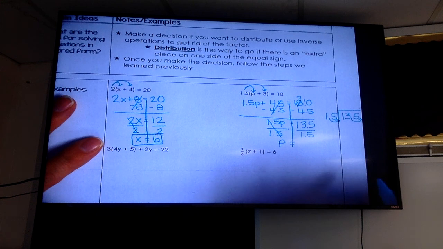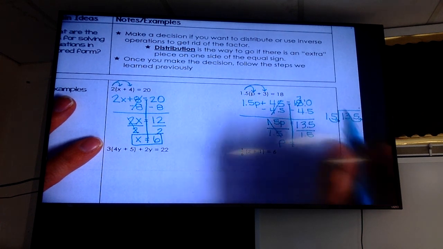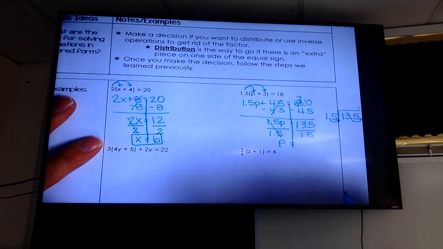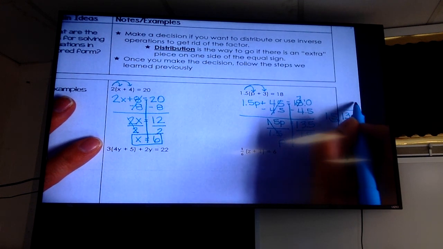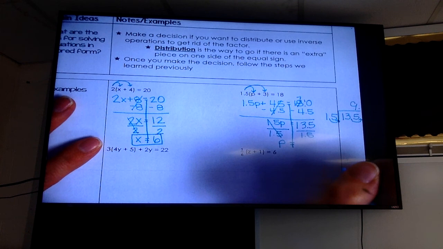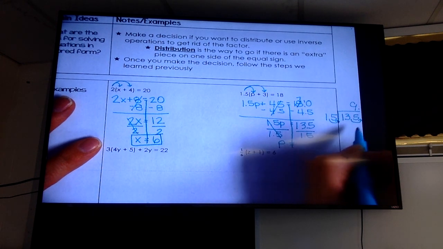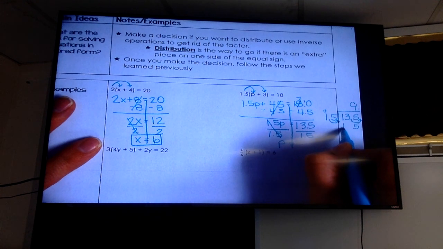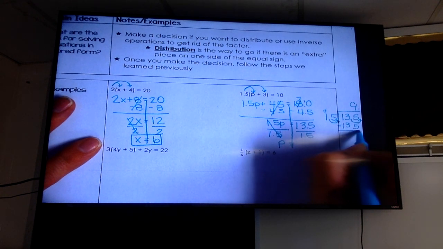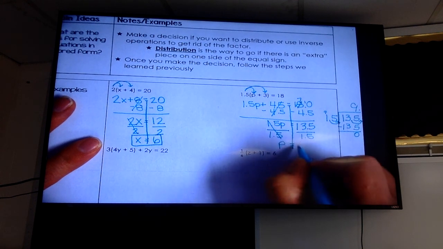15 times 10 would give us 150. We know that because we just put a 0 at the end of it. And 150 is really close to 135. So I bet you my answer is going to be 9. So let's check. 9 times 5 is 45. 9 times 1 is 9 plus 4. Oh, look at that. So I know P equals 9.